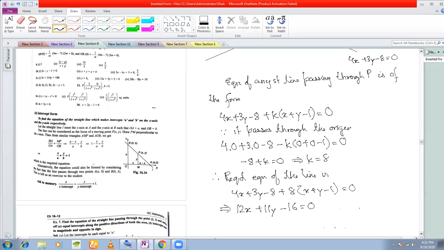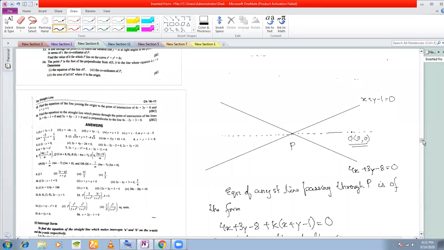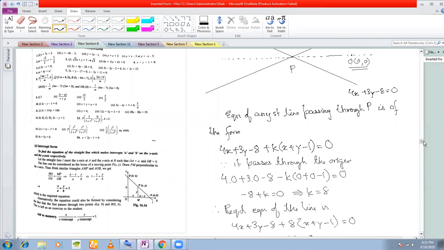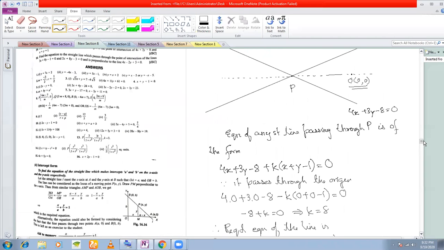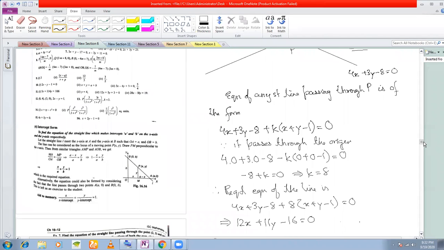This should cancel, actually. Have I written the question correctly? 4x plus 3y minus 8, and x plus y minus 1 is equal to 0, the point of intersection of these two lines. 4x plus 3y minus 8 plus k times x plus y minus 1, it passes through the origin.